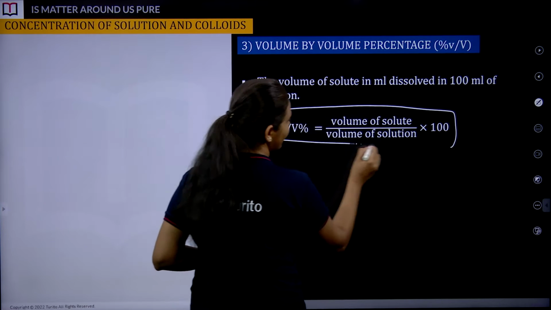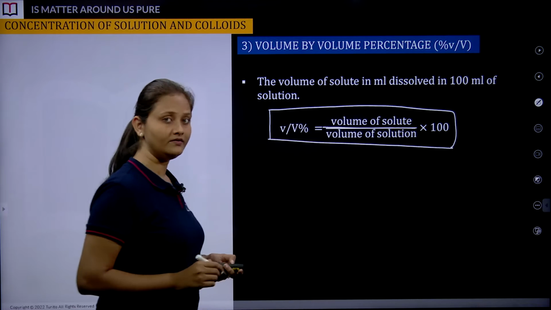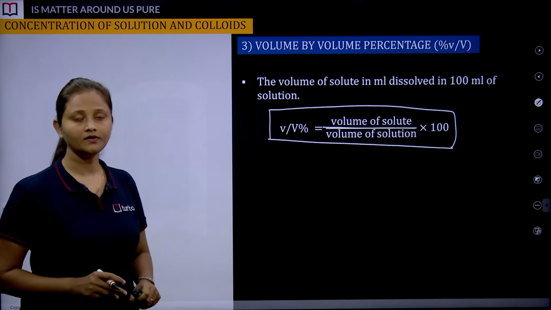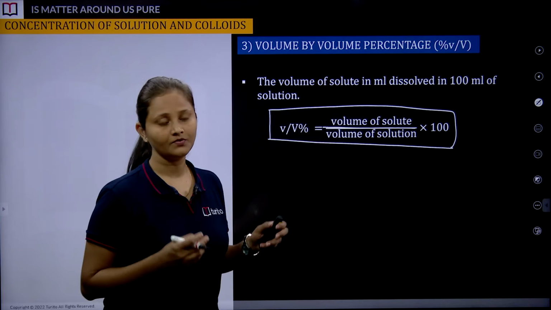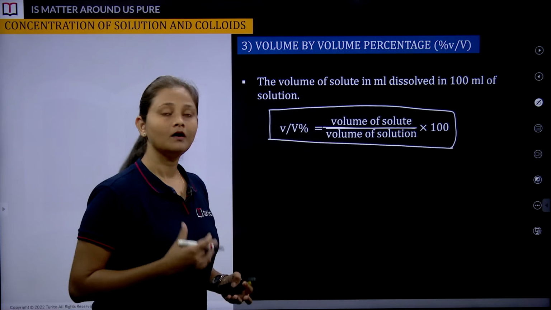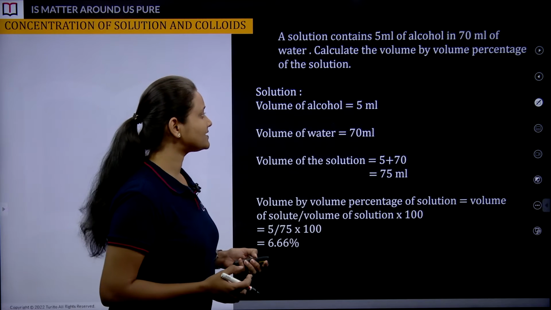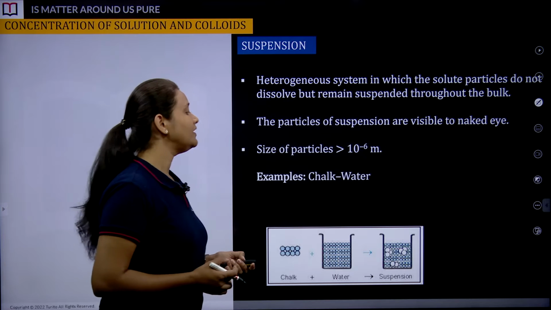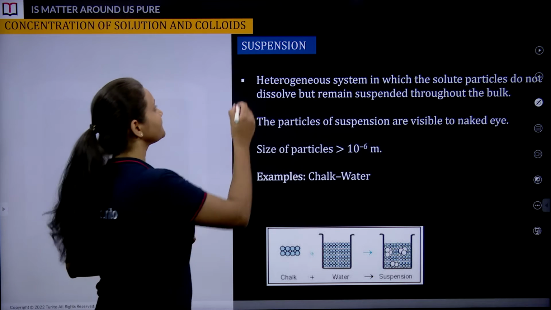So how do we calculate that? Volume of solute divided by volume of solution into 100. Correct. So students, try to understand, this is very important. Make a special note for this type of numericals or formulas. Correct. So based on this we have solved some numericals. Then moving ahead, we talked about the next type of solution, which was what?